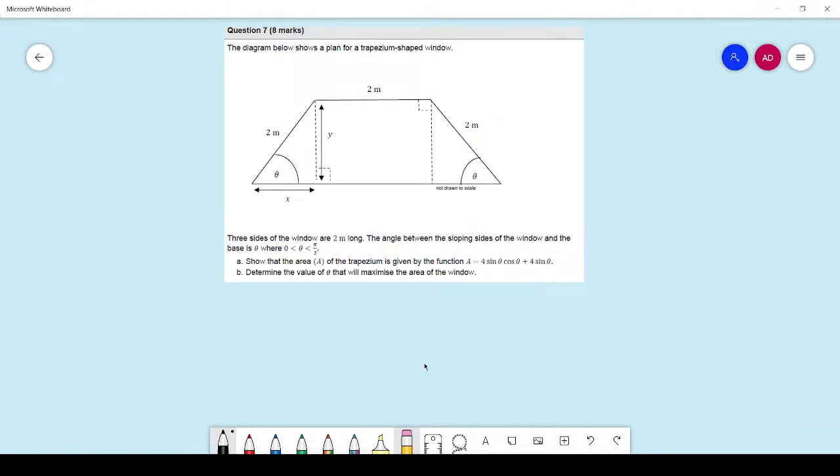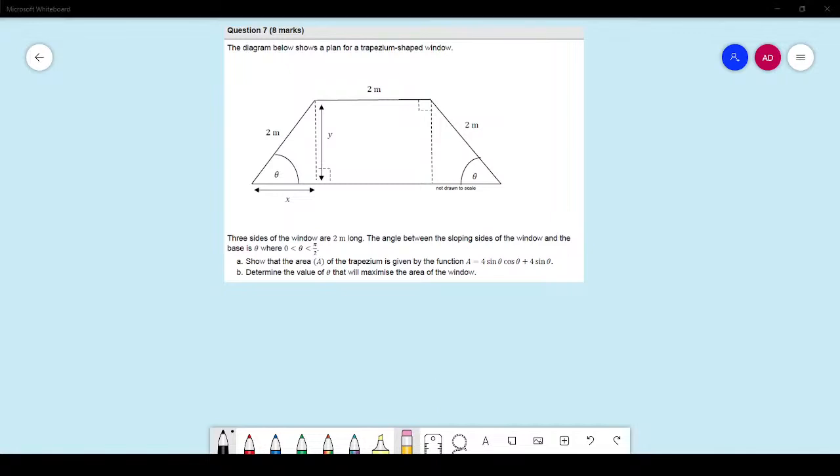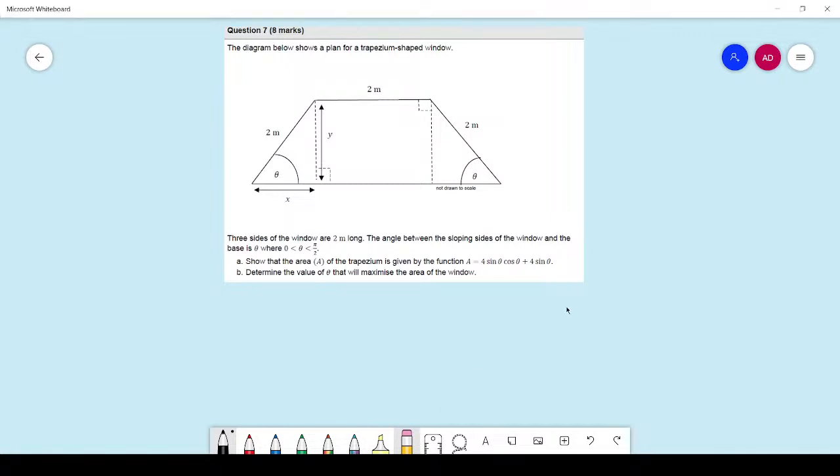Yeah, geometry question. This should be a bit more interesting. What do we got? The diagram below shows a trapezium-shaped window. 3 sides of the window are 2 meters long, so 2, 2, 2. The angle between the sloping sides of the window and the base is theta, between 0 and pi on 2. So that's radians. Pi is equal to 180 degrees. So this here angle is between 0 and 90, and this here is also between 0 and 90 degrees. Show that the area of the trapezium is given by the function A equals blah.